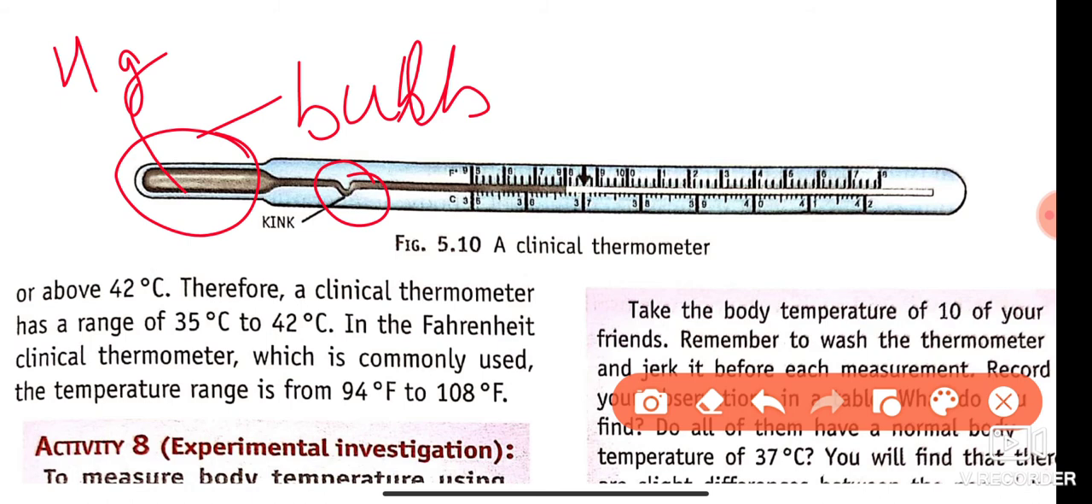When we take it out from our body, this kink detaches and the lower liquid contracts and collects here again, but the upper liquid remains at the same level. That's why it is easy for us to measure temperature with a clinical thermometer.